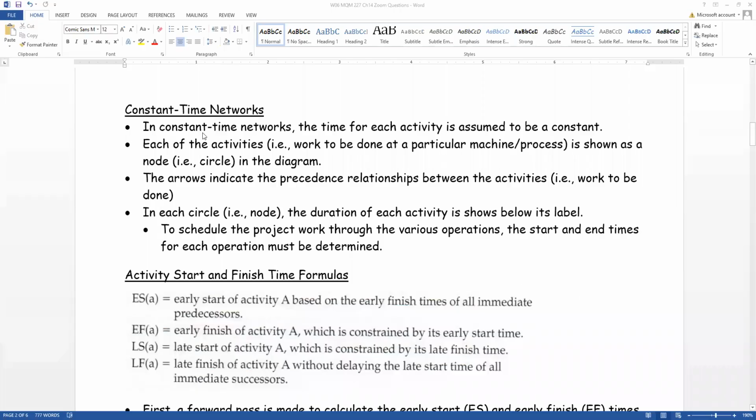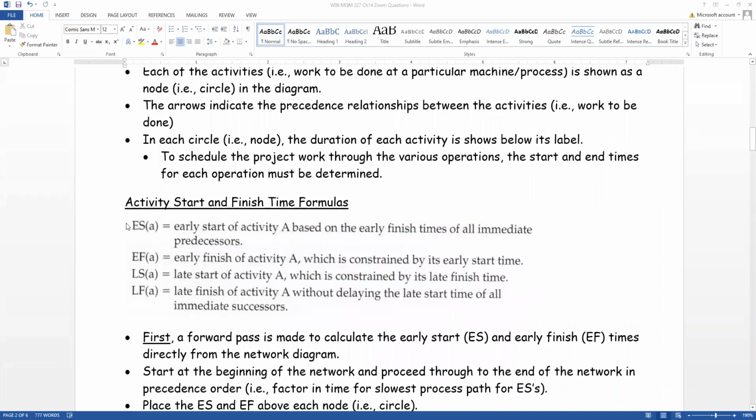These are called constant time networks. We really call them just network diagrams, and there are nodes. And again, this is just language that you'll start to see in the following example. Don't worry about the parentheses A, parentheses B; we don't really use those parentheses. And you'll see what I'm talking about in a minute.